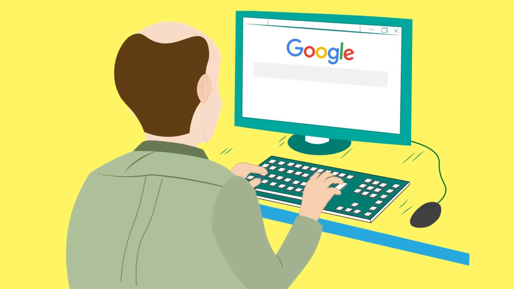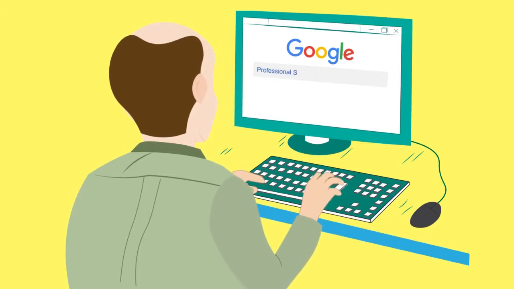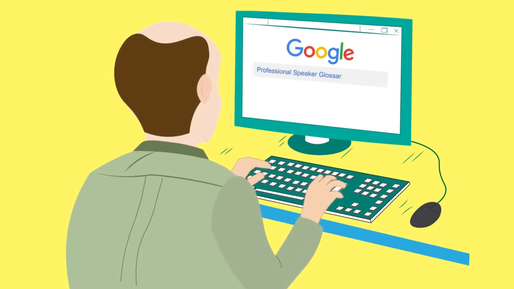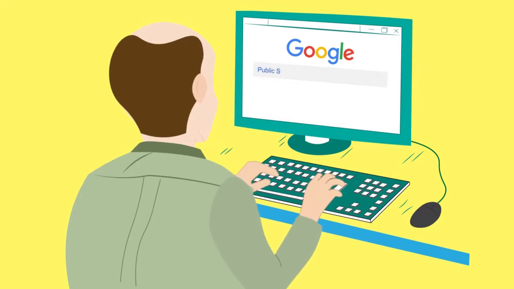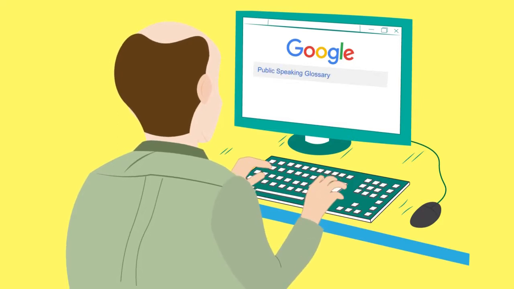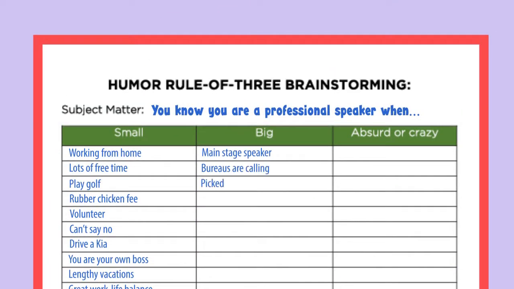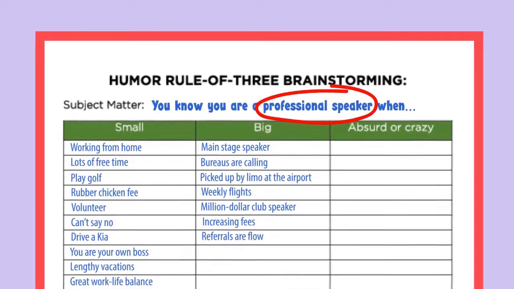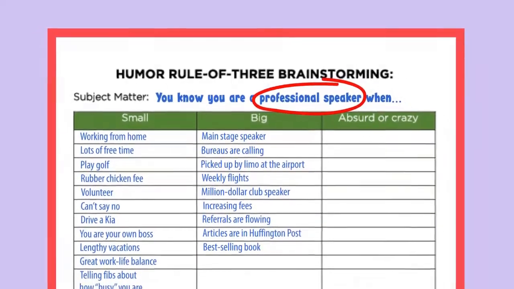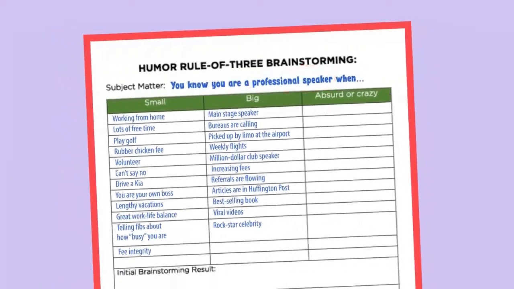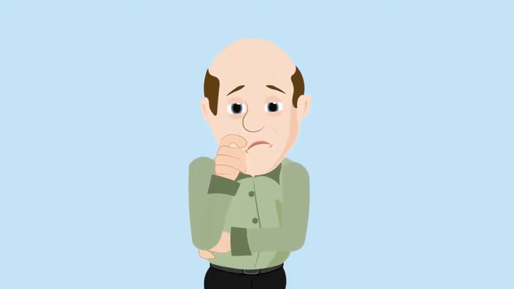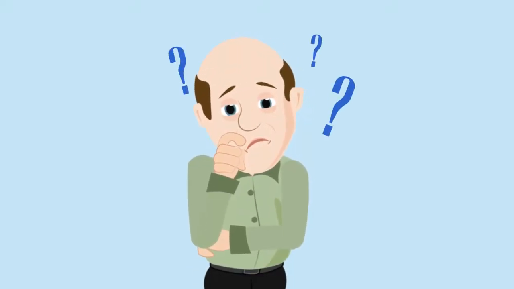To further mine this, we can also do a Google search using the search words professional speaker glossary or even public speaking glossary. Next, we're going to fill in the middle column titled big. We're going to brainstorm the words professional speaker to come up with as many big or large relatable items as possible. Again, we type in what immediately comes to mind.